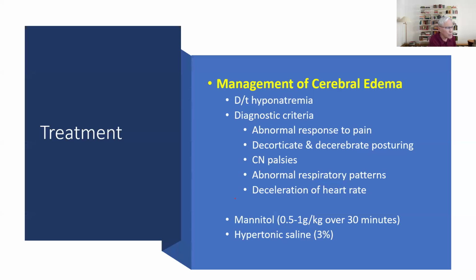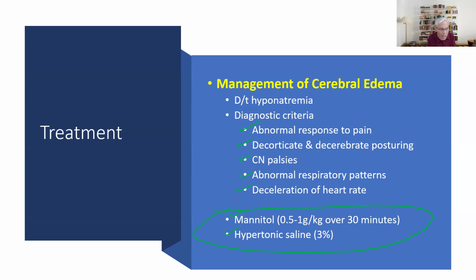So what are the signs and symptoms of cerebral edema? Well, the patient can have abnormal responses to pain. They can have decorticate and decerebrate posturing. They can have seizures or palsies. They can have abnormal respiratory patterns, and they could have deceleration of their heart rate from tachycardia all the way to bradycardia. And so this has got to be identified. If this is identified, we usually give mannitol or hypertonic saline as a treatment for cerebral edema.